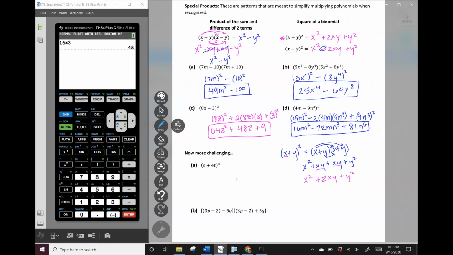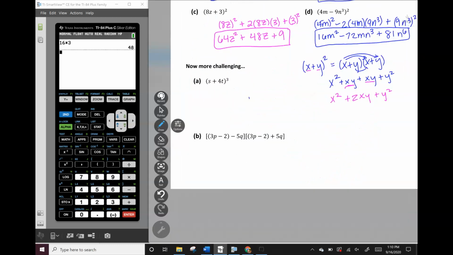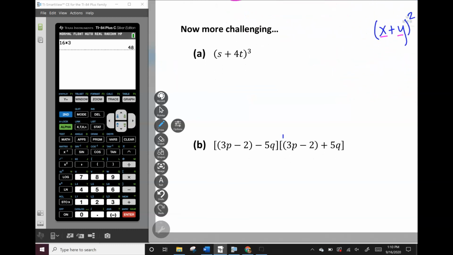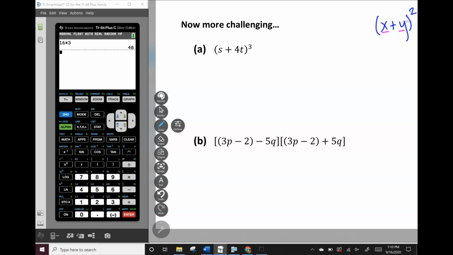All right, so that's how you apply those patterns for multiplying polynomials. Special cases. Now let's do 2 more problems that are just slightly more challenging. So on A, we've got a binomial cubed instead of squared. But I could break that up and say s plus 4t squared times s plus 4t, right? That would be the same thing. Just breaking it up.